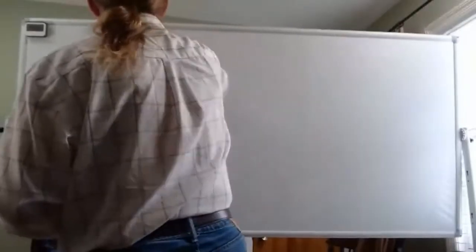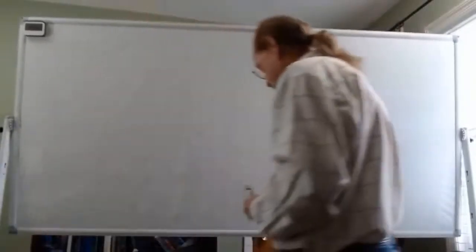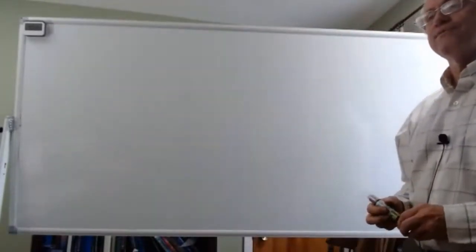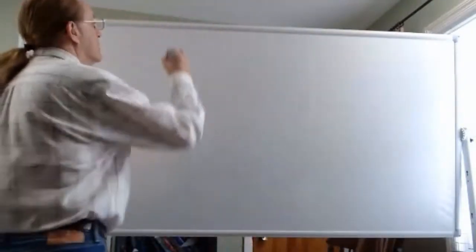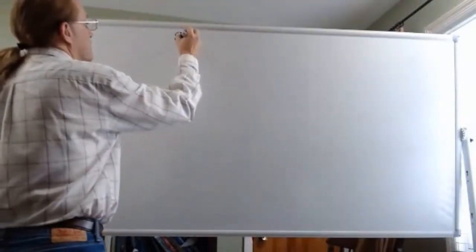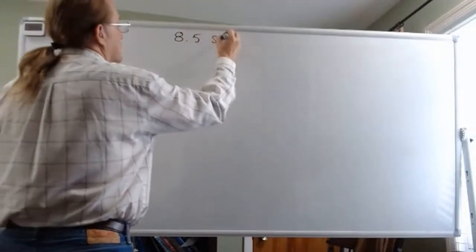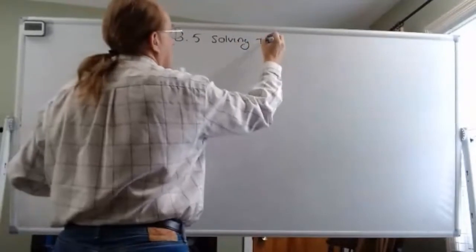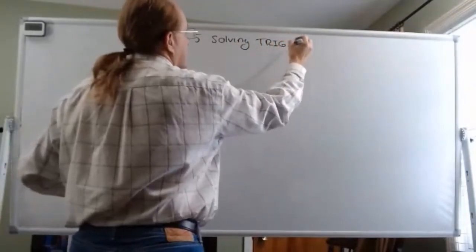0.5, and now we're not showing two expressions are equal, but we've set two non-equal expressions to each other, and we want to find the value of x that makes it a true statement. And that's solving trigonometric equations. This is all about solving trig equations.